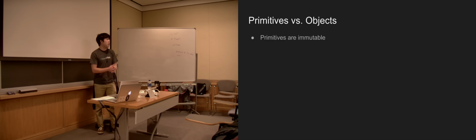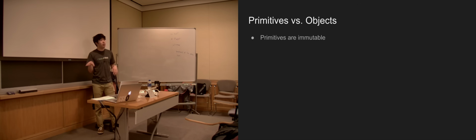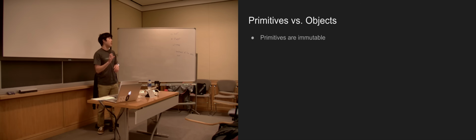So primitives are all immutable. That means their value cannot be changed after they've been set. You can, of course, reset a variable pointing to a primitive to a new primitive, but it doesn't actually change the primitive that was declared at the beginning.